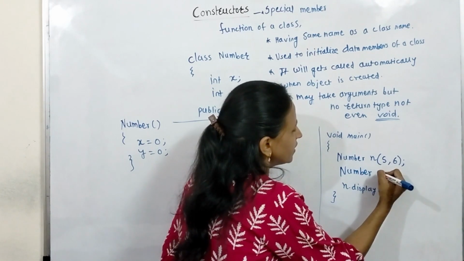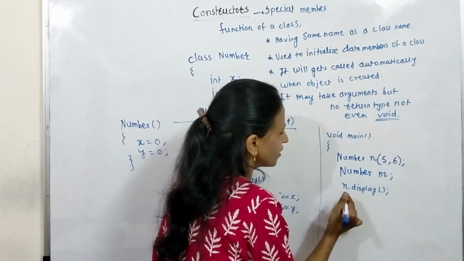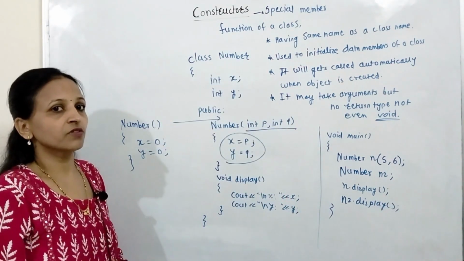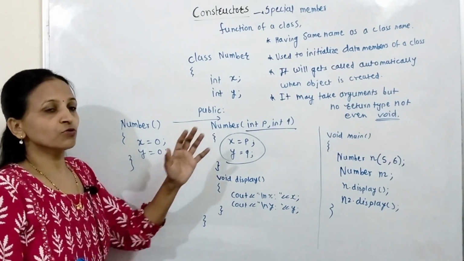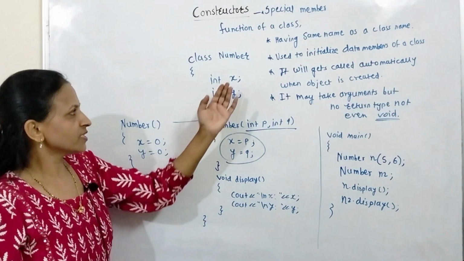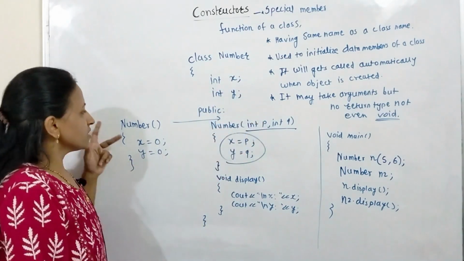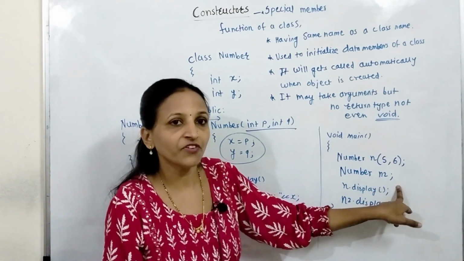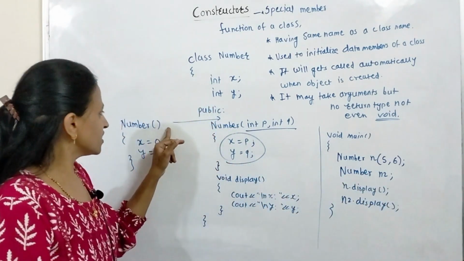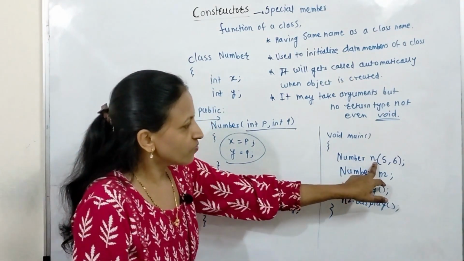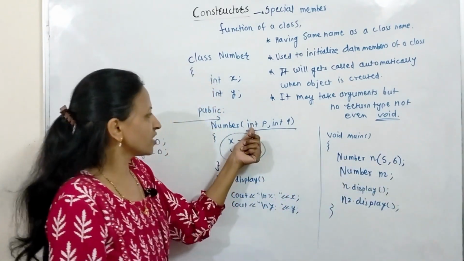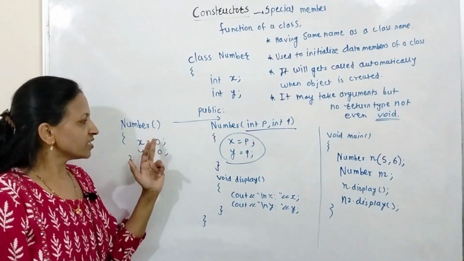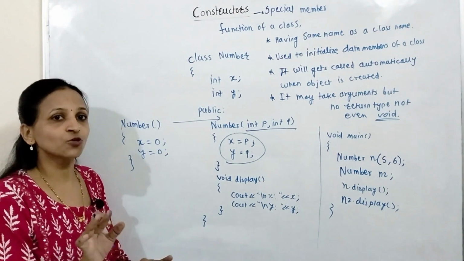Number n2, then I can call n2.display. Now it is not taking any argument, so which values do we assign to these data members? We can assign 0 because they are of integer type. Getting? And this type of constructor is called a default constructor. See here I have created one object without passing any argument, then automatically this constructor will be called. Here I have created an object having arguments, then automatically this constructor will be called. This is called a parameterized constructor, and this one is called a default constructor. These are two types of constructors.